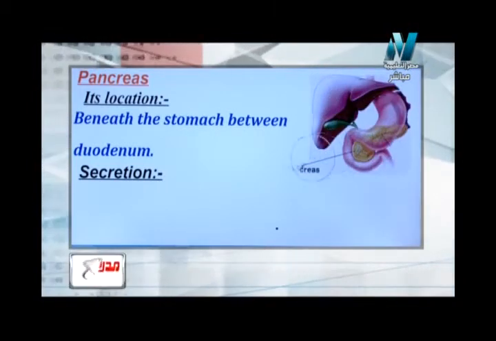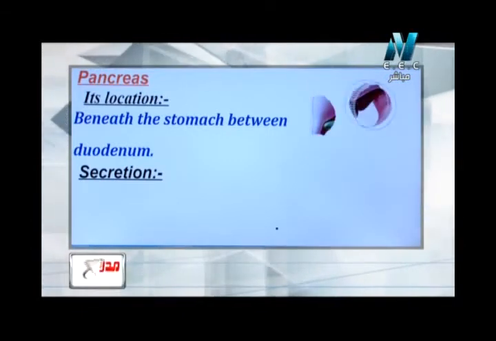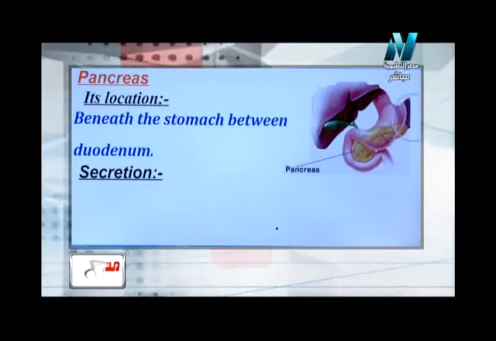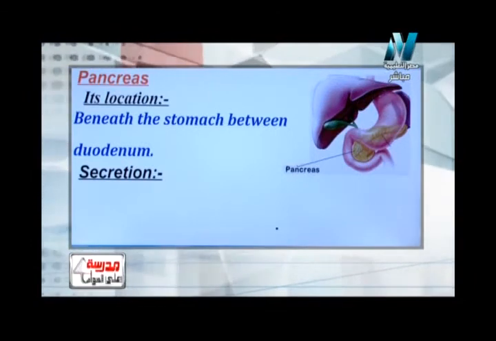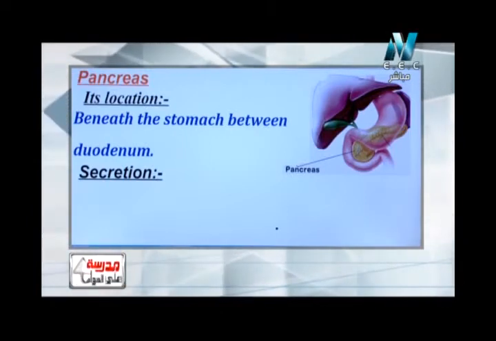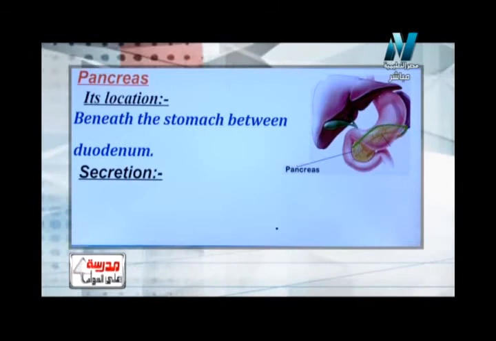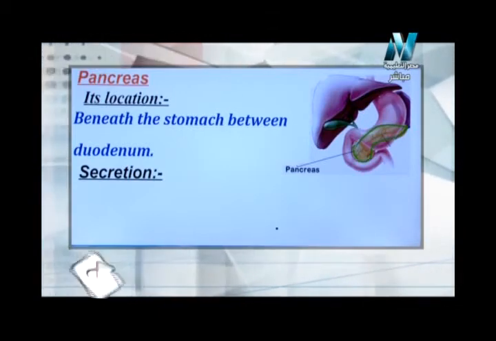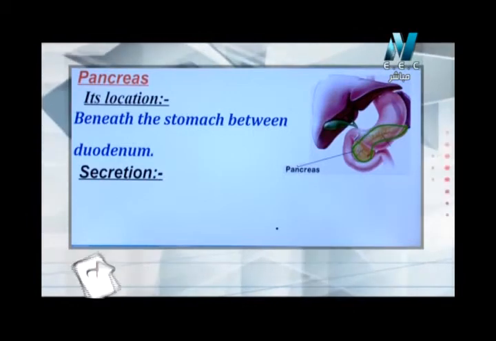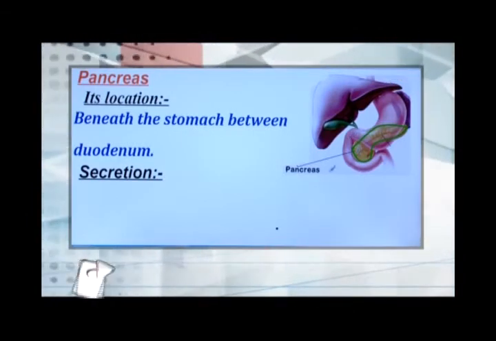Here we talk about the location of the pancreas as we see here. اهو البنكرياس قدامنا as leaf، عامل زي ورقة الشجر كده اهو. And its place is below the stomach، تحت المعدة، between the duodenum اللي هو part from the small intestine.